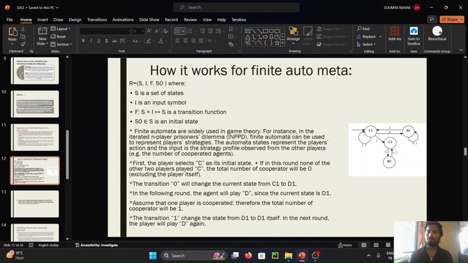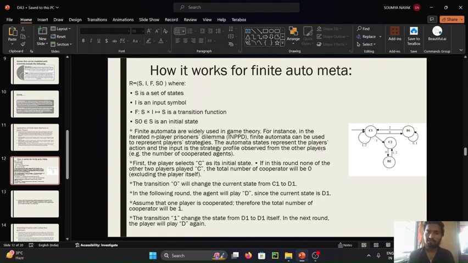So as we all know, a finite automaton can be defined and represented by four symbols: S, I, F, and S naught, where S is the set of states, I is the input symbol, and F is the transition function, S times I gives S. In all of the automata we have seen, there is some sort of transition function. So here F is the transition function, and S naught is the initial state.